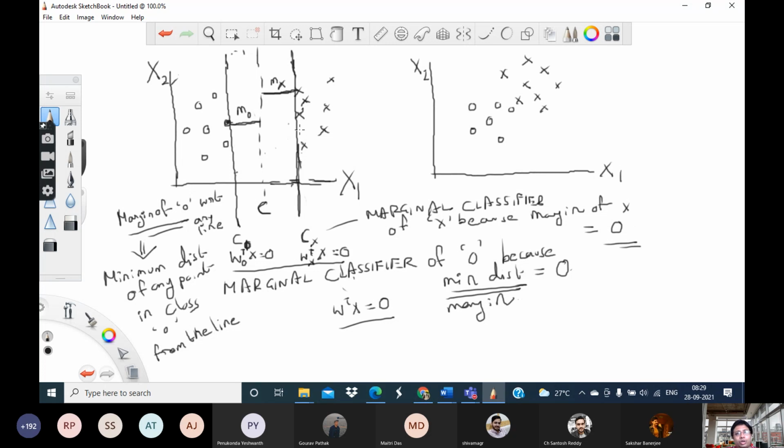Okay. So now what we can say is that the margin of the entire data set, which includes both the circle and the cross points, with respect to C is equal to M circle plus M cross.